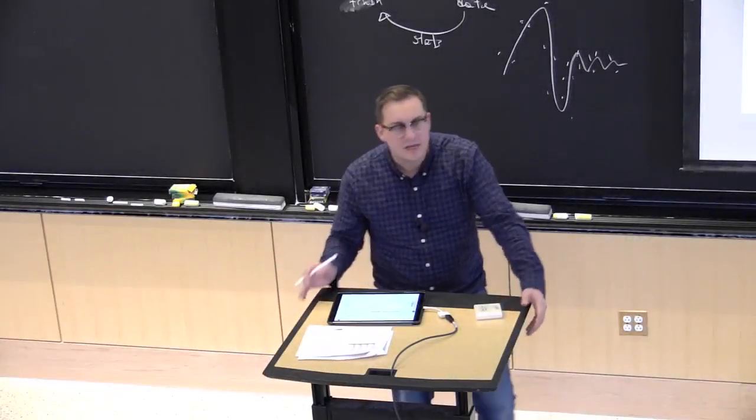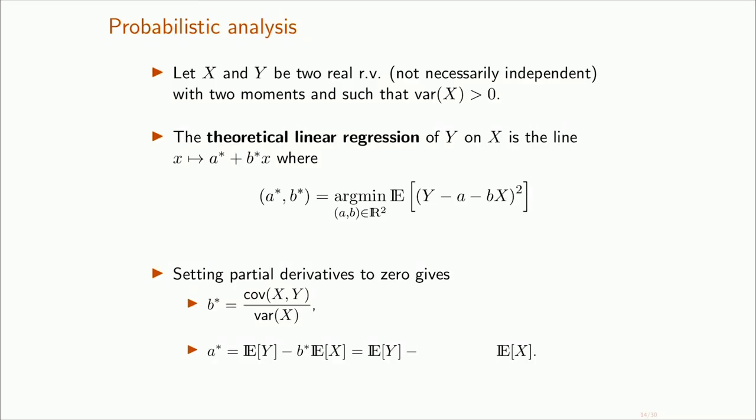Okay, so now I've made my life much easier. I was looking for an entire function. Now I'm looking only for two numbers, a and b. Those are the only two things, the intercept and the slope. And so the first thing I'm going to need to do is start doing some probabilistic analysis.